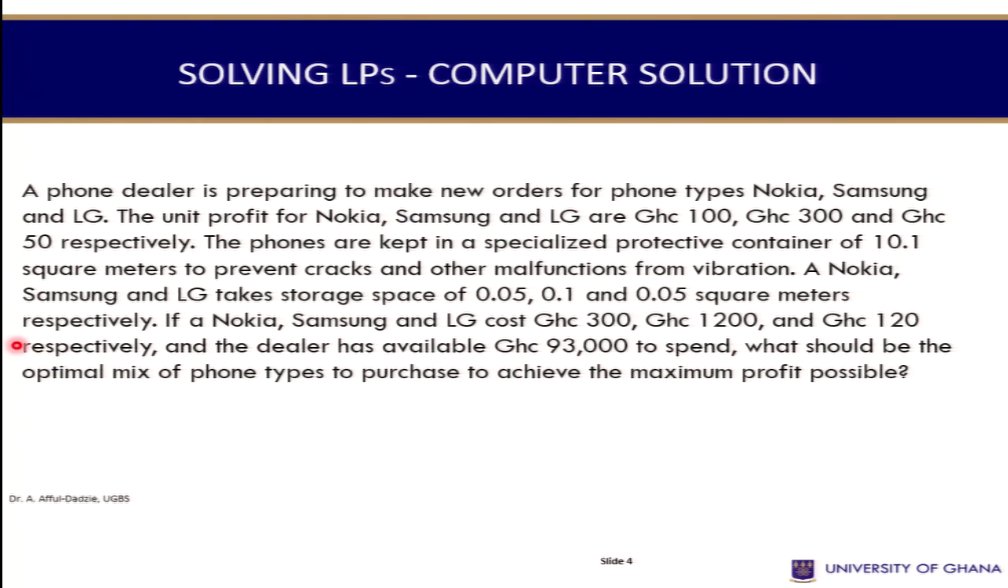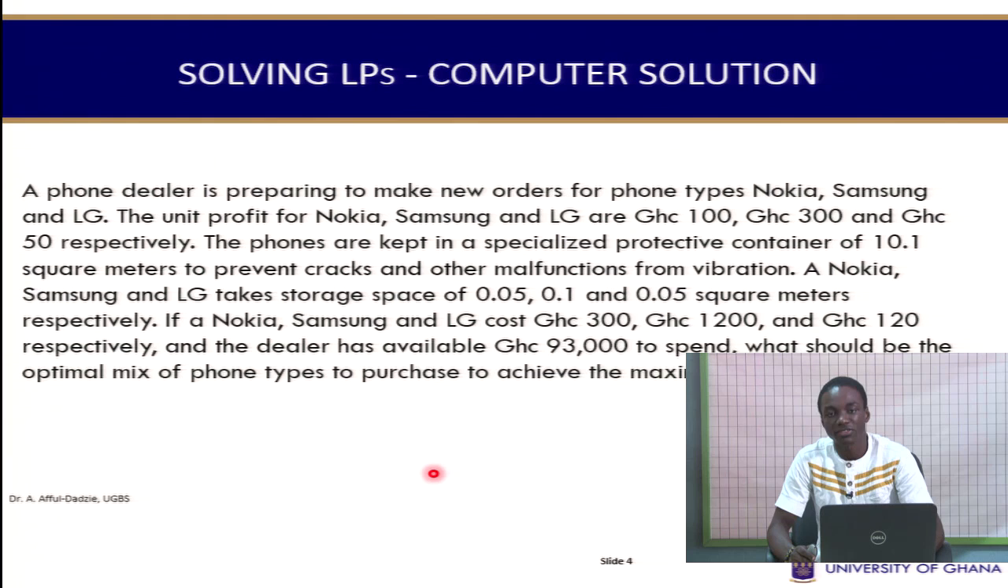If a Nokia, Samsung, and LG cost 300, 1200, and 120 CDs respectively, and the dealer has available 93,000 CDs to spend, what should be the optimal mix of phone types to purchase and achieve the maximum profits possible? So in this same vein, we are going to look at how to formulate this linear programming problem.